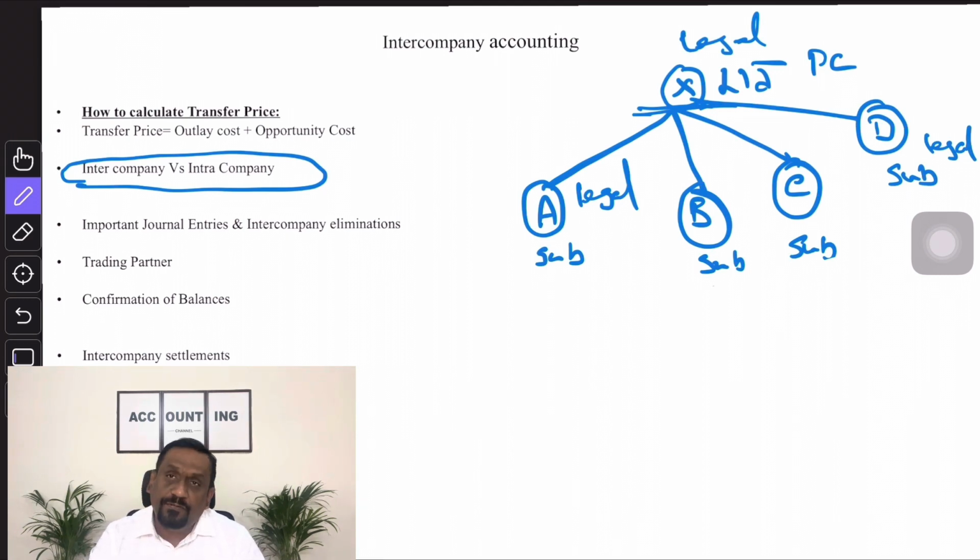How will this transfer pricing be calculated? Let us say I go based on the market price model. Let us say X is manufacturing an F product.